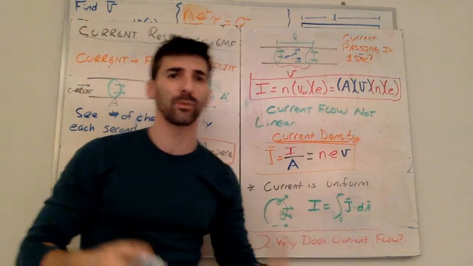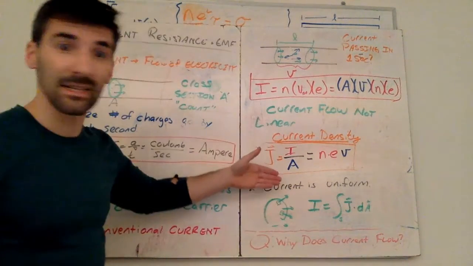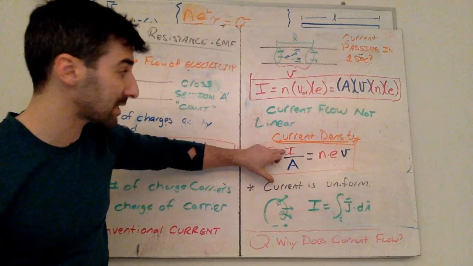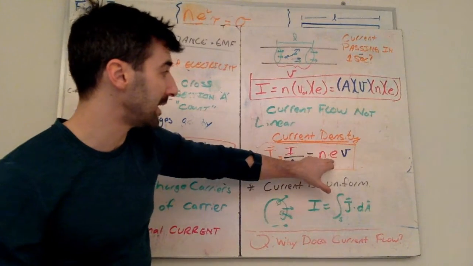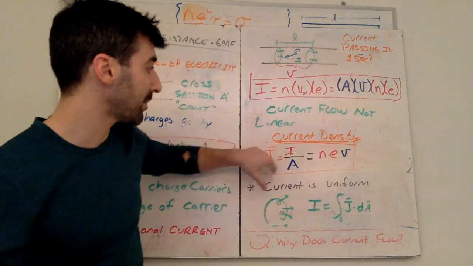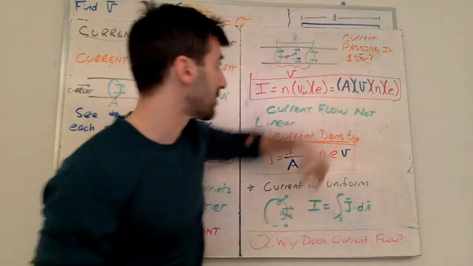Well, we know what density is. We've used mass density before. You know what density of an object is. Current density is the same thing. Current density is just current divided by area. Well, I know current, N times E times V, divided by area, so my area goes away.